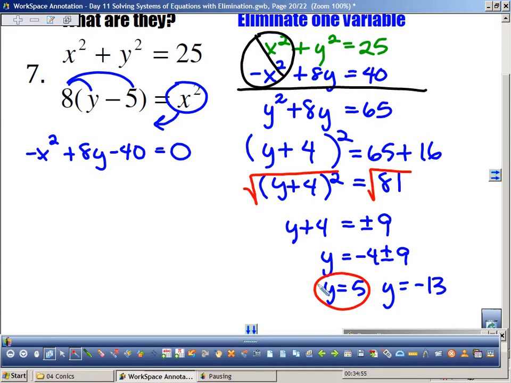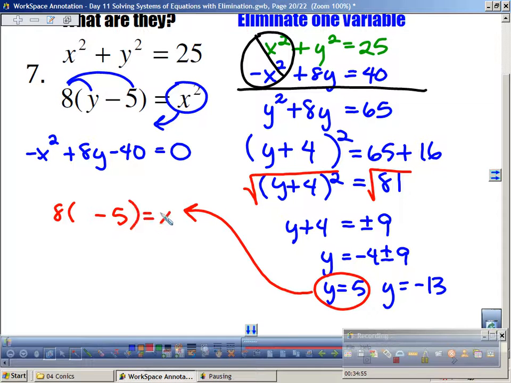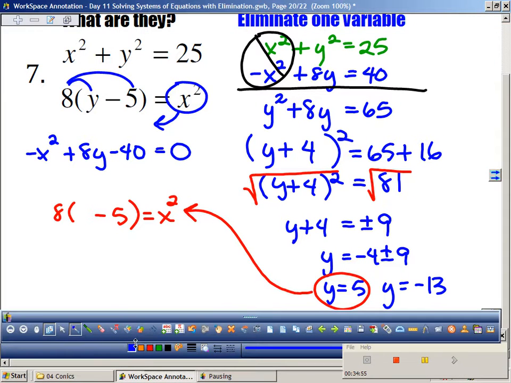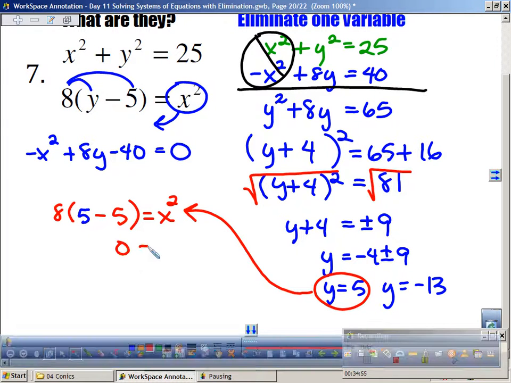Let's plug 5 back into the first one or the second one? I like the second one better, but all right. So we're putting y in: y minus 5 equals x squared. If I put a 5 in there, I get 0, and 0 times 8 is 0. So x squared is 0, so x is 0.